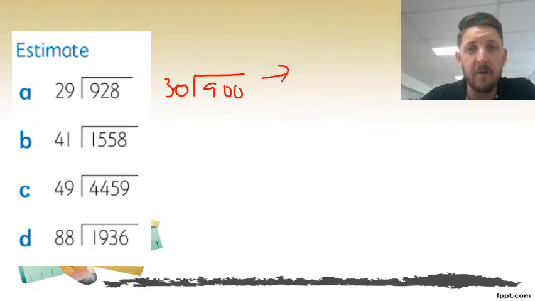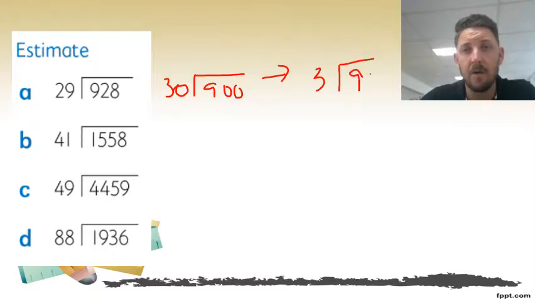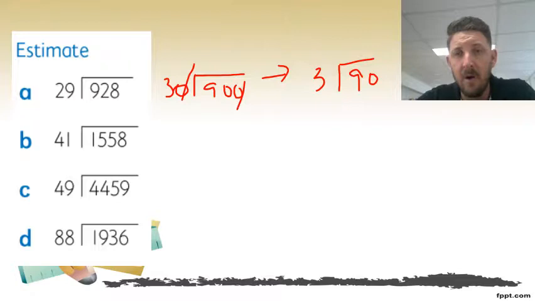I can change it by dropping a 0 at each end, and I can go 3 into 90 by crossing out one 0 and the other 0 here together. Now I know 3 into 9 goes 3 times, 3 into 0 goes 0 times. So my estimate is 30.